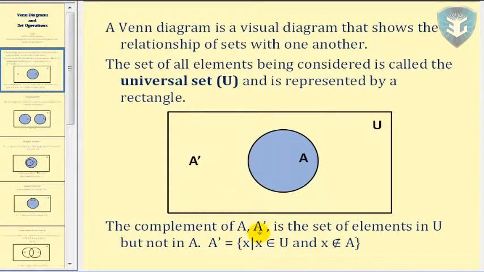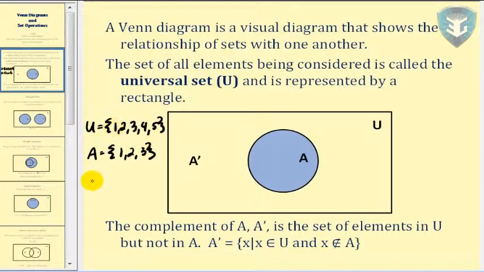The complement of A is the set of all elements in U, not in A. Or using set builder notation, the complement of A is the set of elements X such that X is an element of U and X is not an element of A. So if we let the universal set be the integers 1, 2, 3, 4, and 5, and A was the set containing elements 1, 2, and 3, then the complement of A would be the elements in U that are not in A, so it would contain the elements 4 and 5.